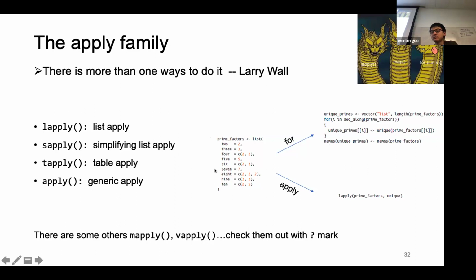with a given list, we want to find out the unique values for each of the elements. So for example, here, for the 4, the unique value will only be one value, which is 2. If you want to write it using the for loop, you will end up with the top right panel here. And if you just simply use lapply, then you will actually have just 1 line of code. So this is a much more elegant way to finish the same thing.